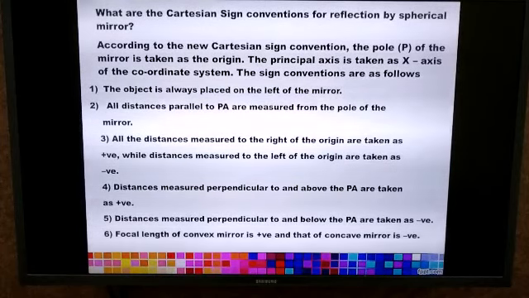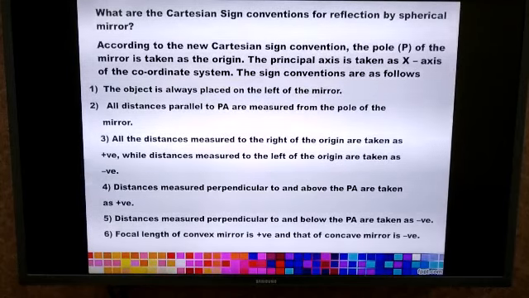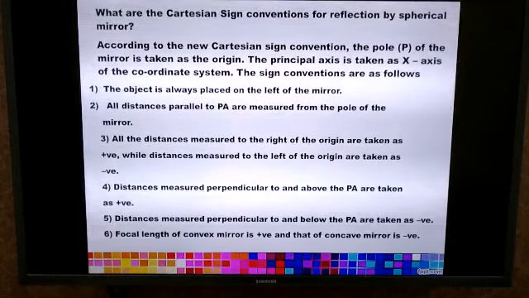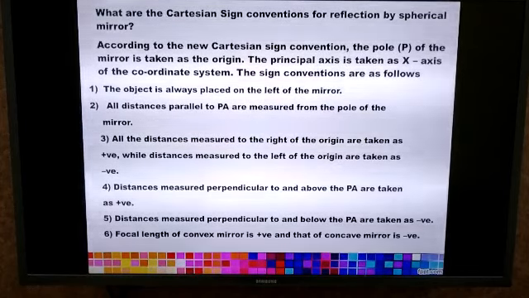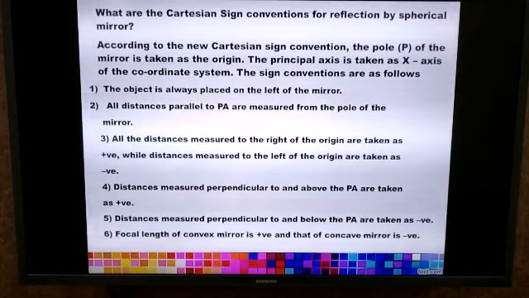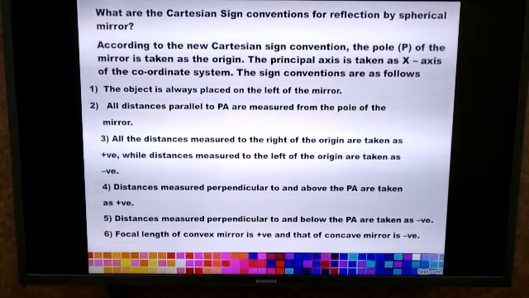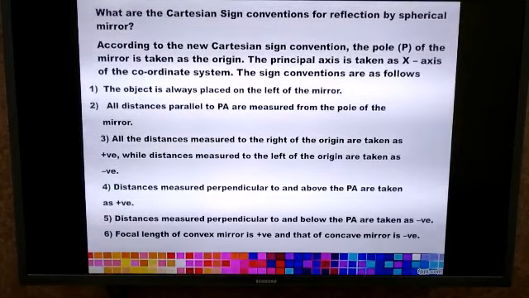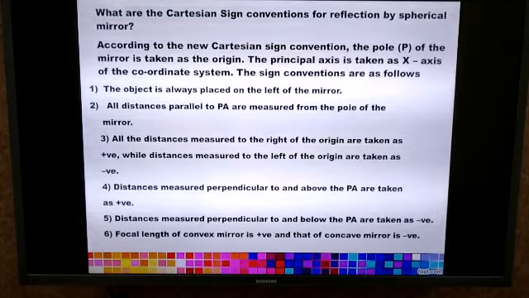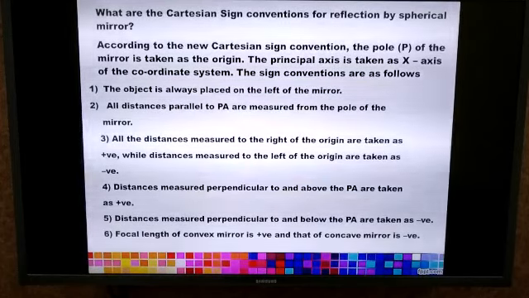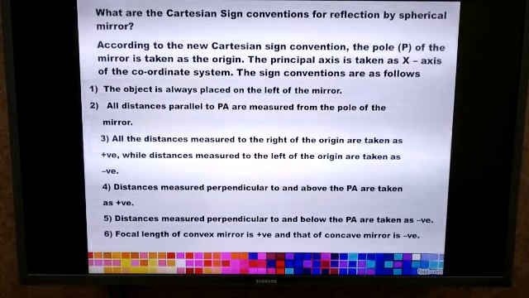The object is always placed on the left hand side of the mirror. Second, all distances which are parallel to the principal axis are measured from the pole of the mirror. All distances which are measured to the right of the origin are positive. All distances which are measured to the left of the origin are taken as negative. Distances measured perpendicular to and above the principal axis are positive. Distances measured perpendicular to and below the principal axis are negative. And the focal length of a convex mirror is positive and that of a concave mirror is negative.